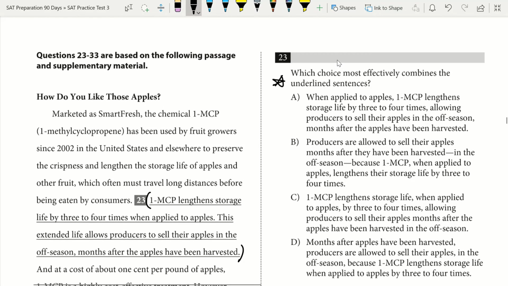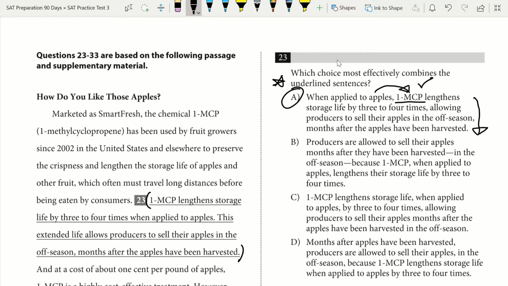We have A: when applied to apples, 1-MCP lengthens storage life by 3 to 4 times, allowing producers to sell their apples in the off-season months after the apples have been harvested. Yes, that's perfect. We have our modifier, which is modifying 1-MCP correctly. That's what's being applied to the apples. So our modifier is good there. We know we follow a logical order because we talk about lengthening storage life, which allows those producers to sell their apples in the off season.